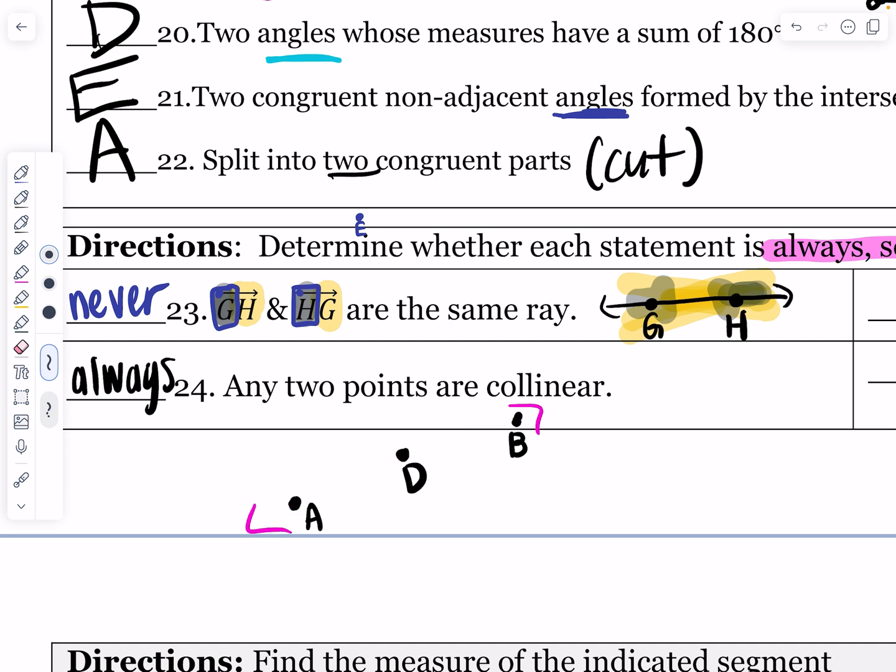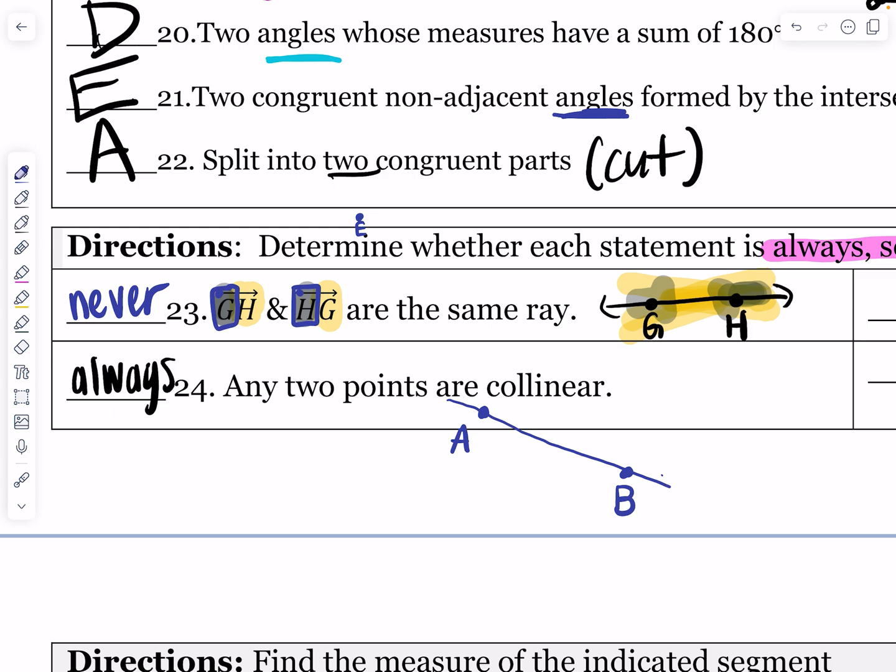But through any 2 points in this world, like B, A to B, any 2 points, no matter where they're at, if I put one on the ceiling and one on the floor, there'd be a straight path that you could shine through them. So any 2 points in this world are going to be collinear. Okay? So if there's not a line there, we know that there's a line that exists through those 2 points. So any 2 points, that's always true.